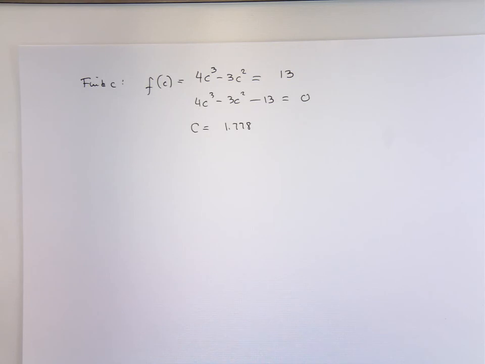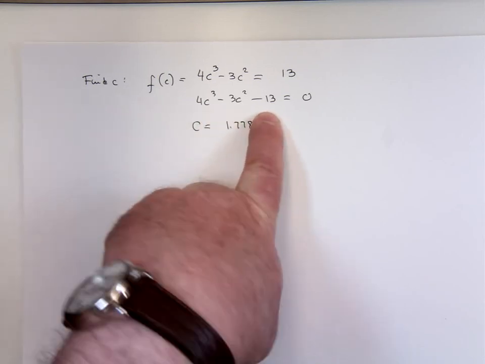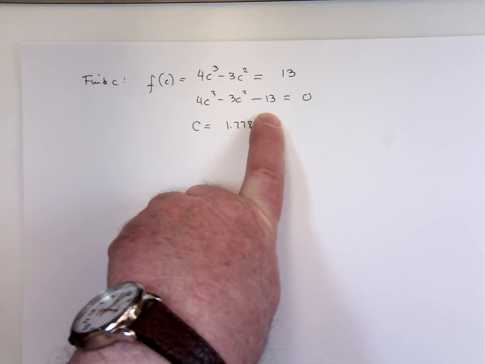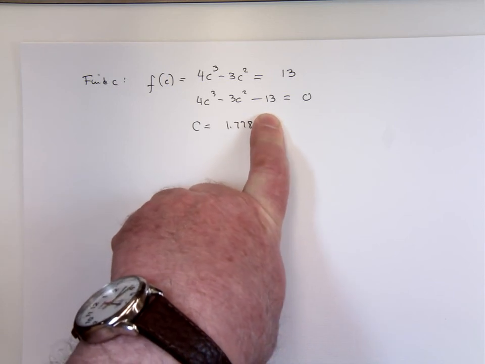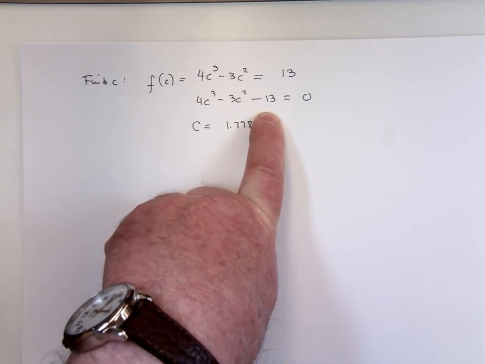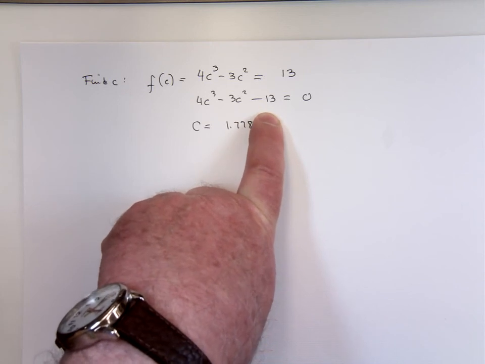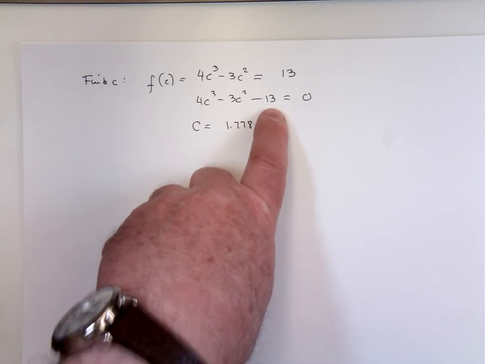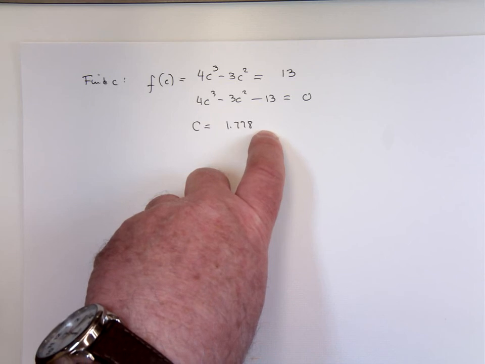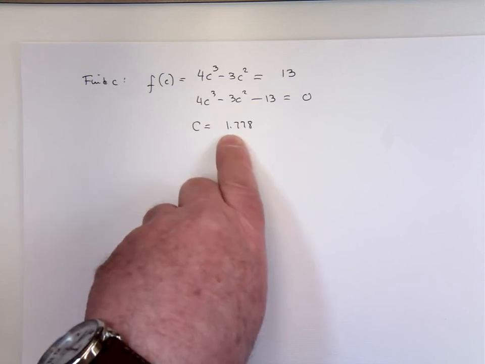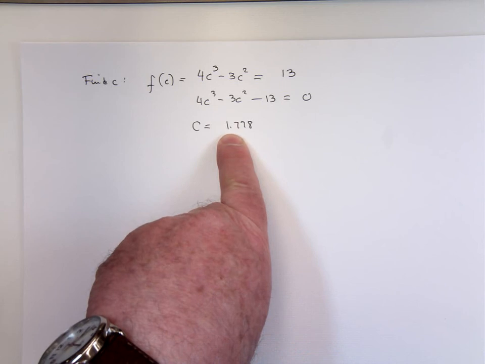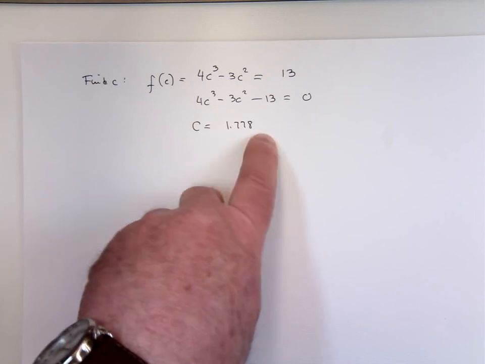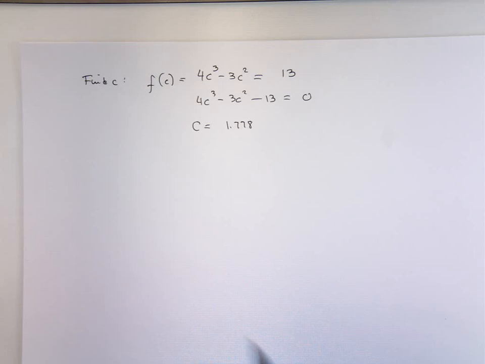Wow. 1.778. Now, I must say, off the top of my head, I can't see how to factor this. You do have possibilities. The rational root theorem says you've got some possibilities to try. You can try with synthetic division. Like I said, 13 doesn't work. 13 over 1, 13 over 2, 13 over 4. But none of those, that's not 13 over 4, is it? No, that can't be it. So it is an irrational answer.